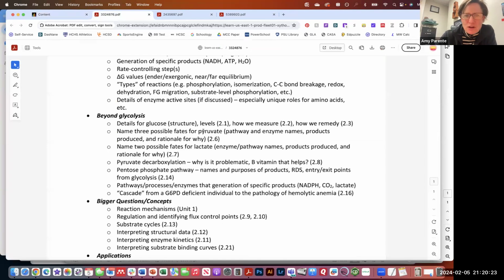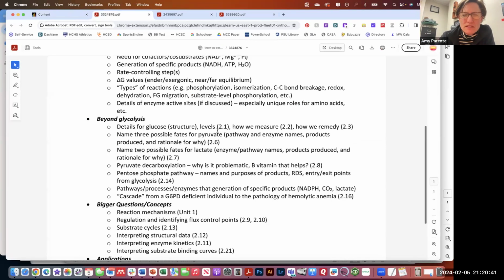Fates for pyruvate, right? There's 3 possible things we could do with pyruvate. It can go into pyruvate dehydrogenase chemistry in the mitochondria, right? We can have homolactic fermentation. And even though it's not something we can do, there is alcoholic fermentation. Sort of, we learned about that. So we can sort of look at those pieces.